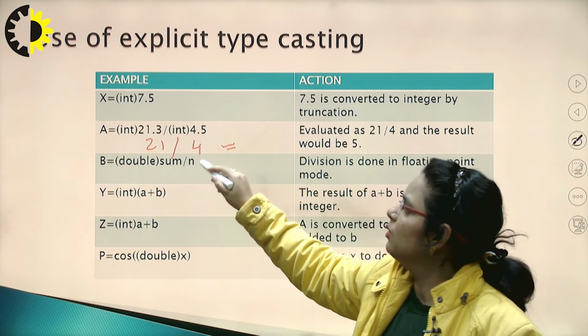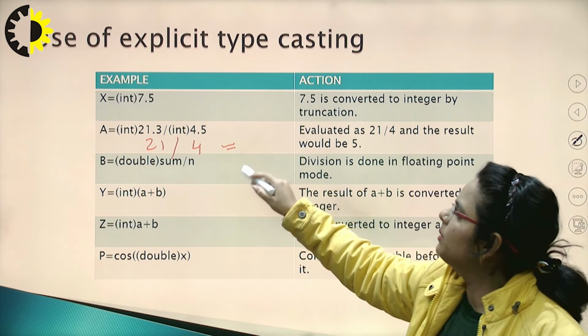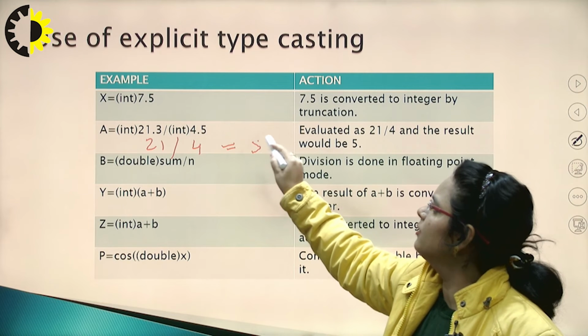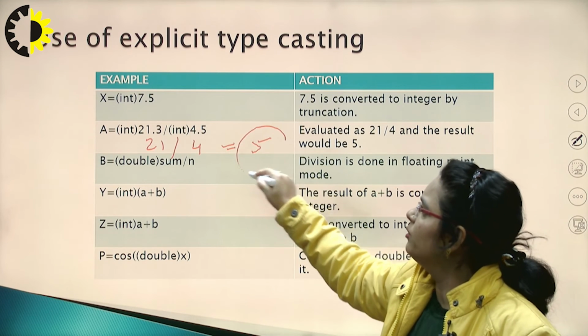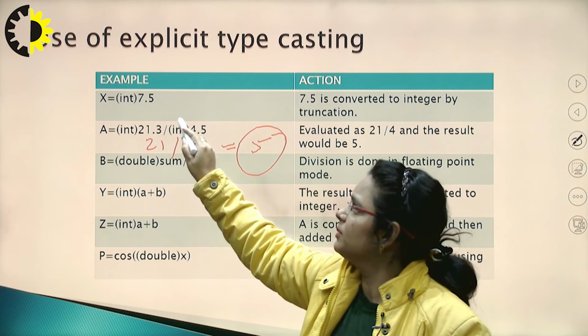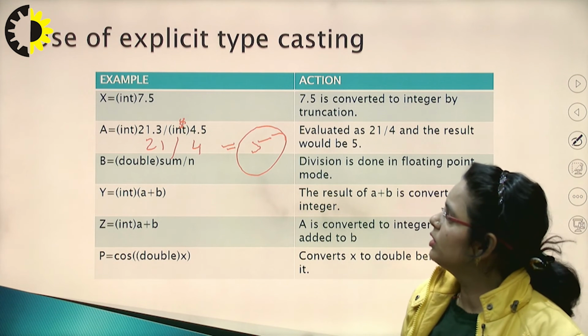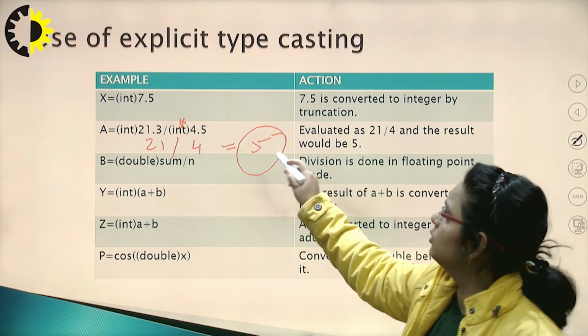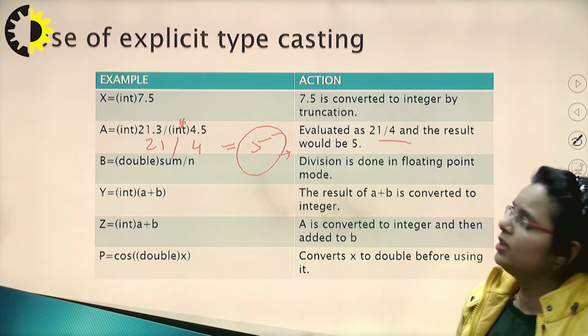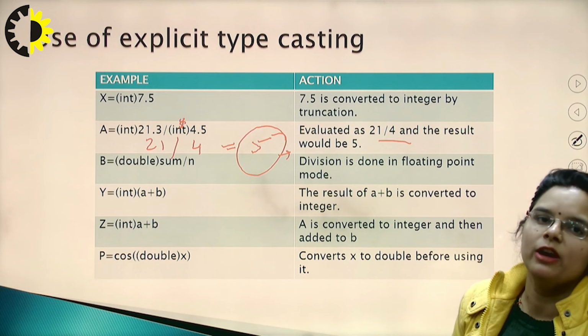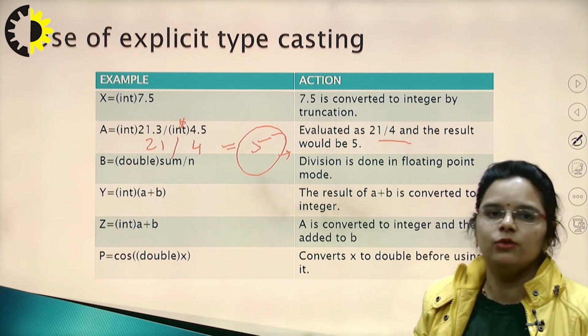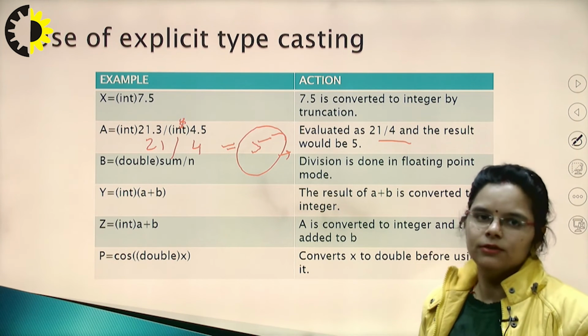Now we have 21 by 4. The value would be something like 5 point something, but because internally we are doing an explicit integer type conversion, we are converting the floating values into integer type. So our answer would be 5. This entire expression would be evaluated as 21 by 4, and the resultant value would be 5.